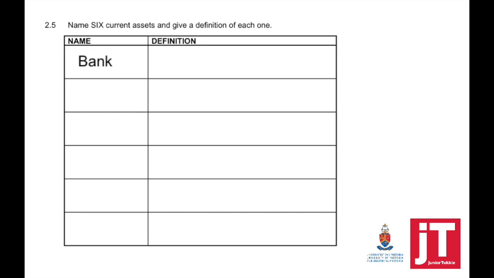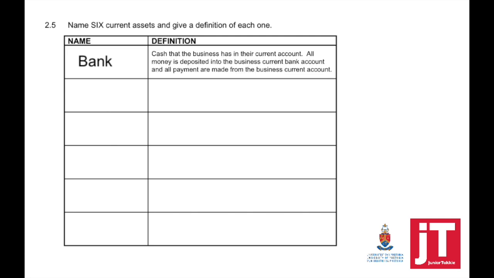So the first one is we need a bank account. Cash that the business has in their current account. All money is deposited into the business current bank account and all payments are made from the business current account. You cannot run a business or start a business without having a bank account.